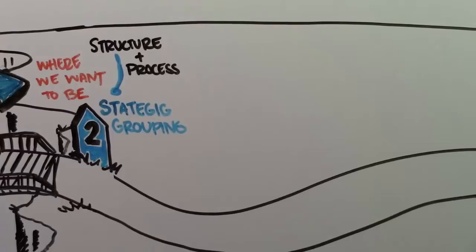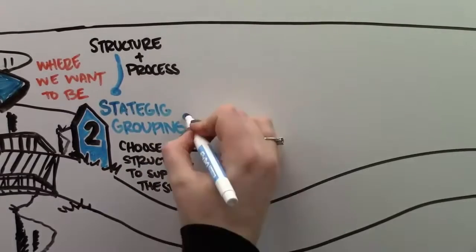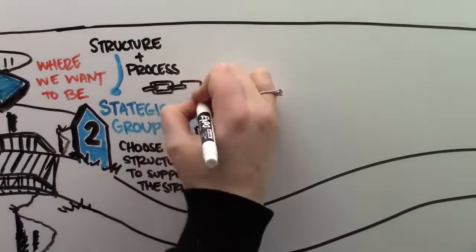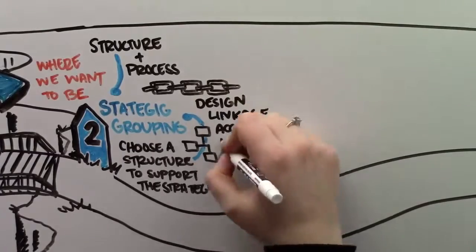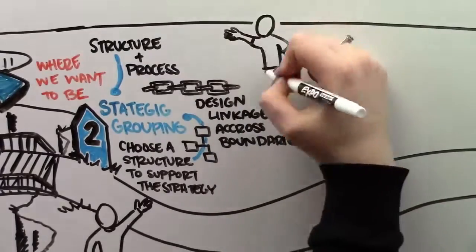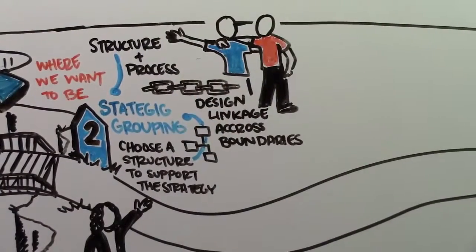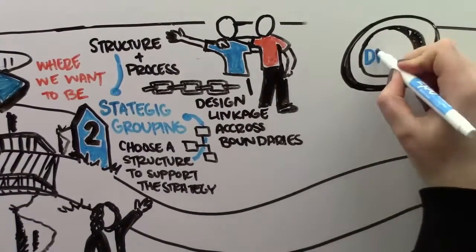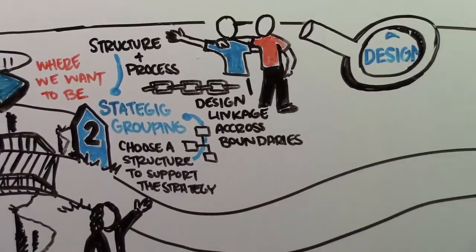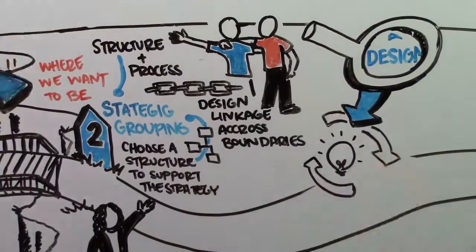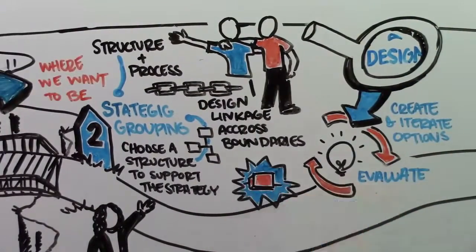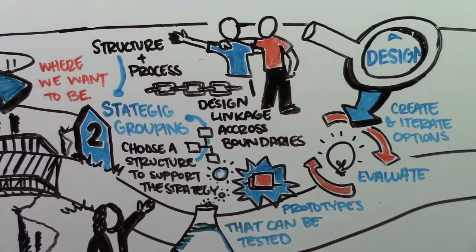We choose a basic structure that supports the strategy and begin tying the pieces together, intentionally designing the points of linkage across boundaries. We tend to do this work in a very participative way, involving people from across the organization. We really focus on the design in organization design, to create and iterate options, evaluate them, and create prototypes that can be used and tested before we make final decisions.